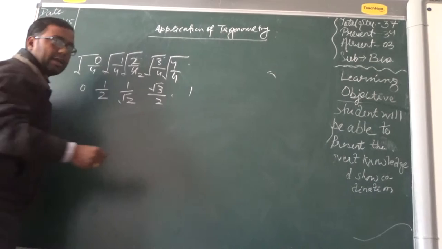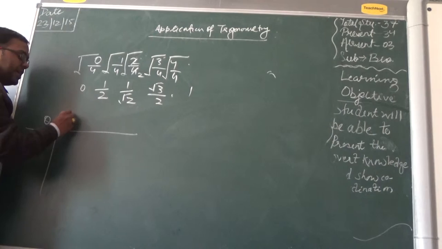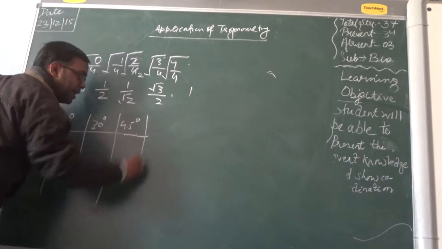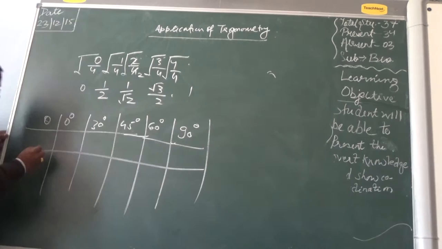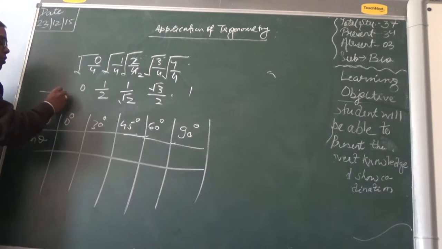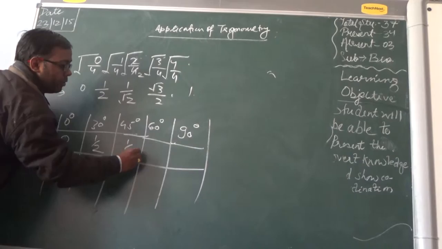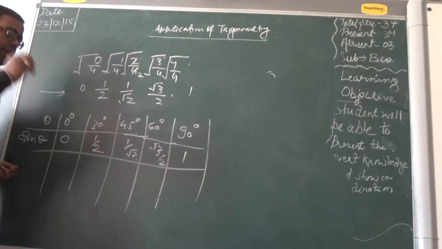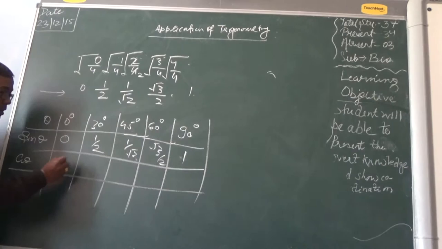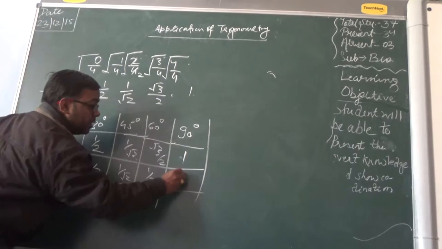Now starting with the table, the first is theta is 0 degree, then 30 degree, then 45, then 60, then 90. Okay, so we start writing the numbers here, the respective trigonometric values. First is sine theta. As I told you, go from Sagar to Bhopal: 0, 1 by 2, 1 by root 2, root 3 by 2 and 1. Now we reach Bhopal and it's time to come back. Cos theta: 1, root 3 by 2, 1 by root 2, 1 by 2 and 0. So fine, it is sin theta and cos theta.